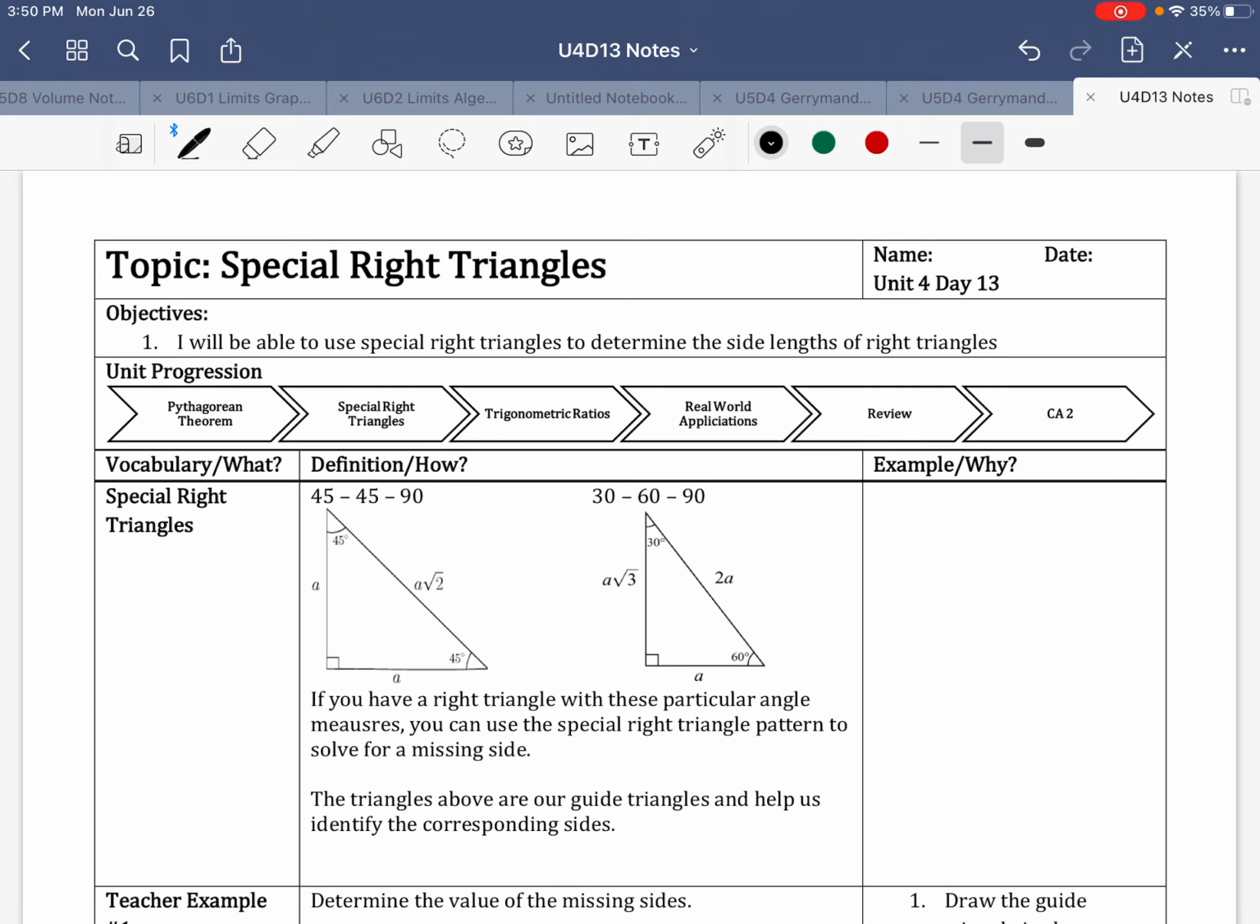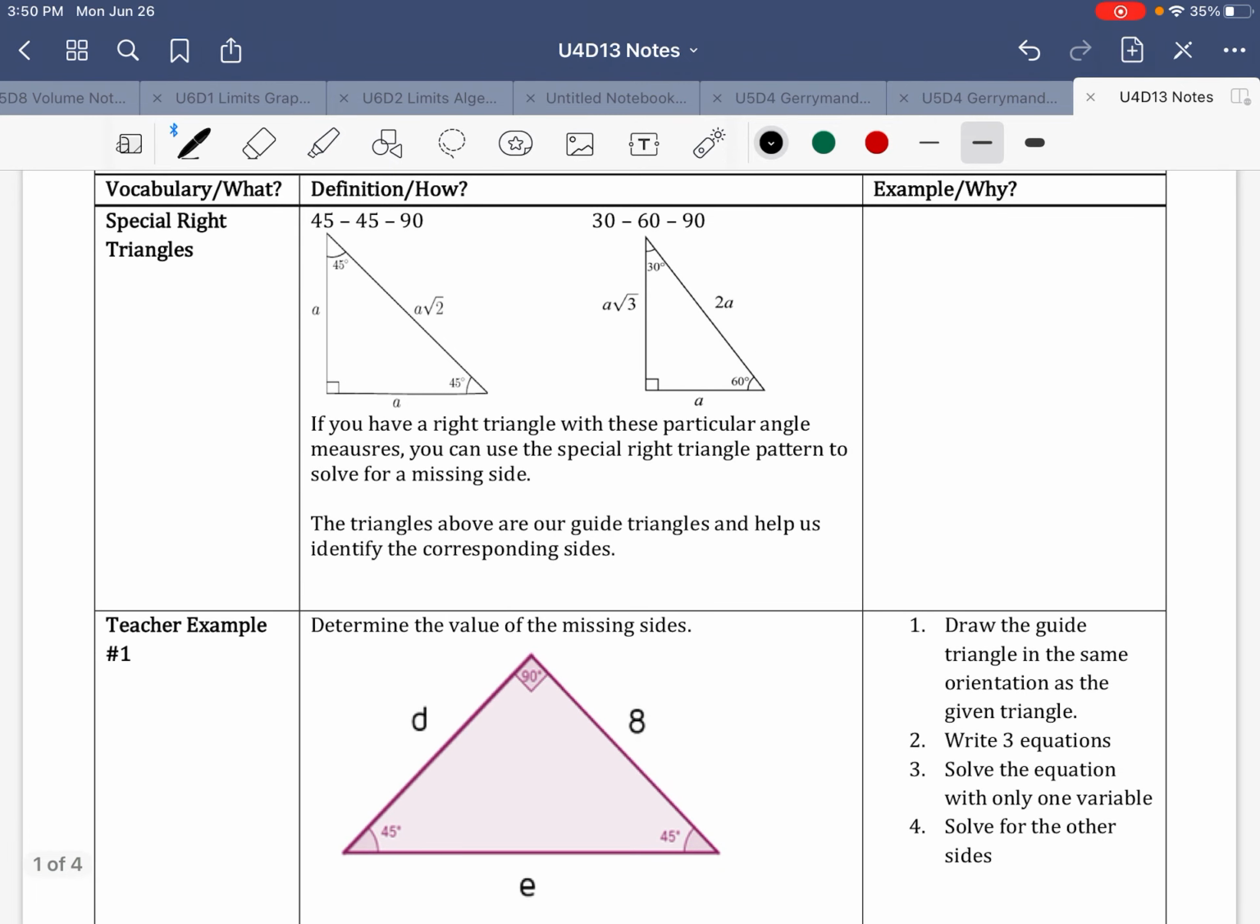So, there are two types of special right triangles that we're going to talk about today. The first is a 45, 45, 90 degree triangle, and the numbers 45, 45, and 90 relate to the angle measure of our triangles. So, when we have a right triangle that has angle measures of 45 degrees here, 45 degrees here, and 90 degrees here, we can use this pattern in order to determine the other side lengths.